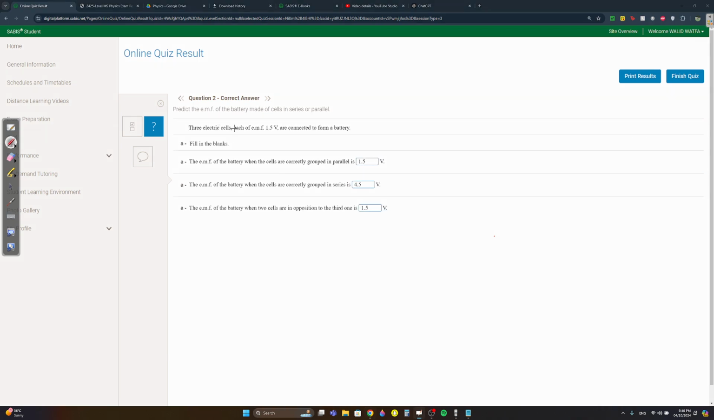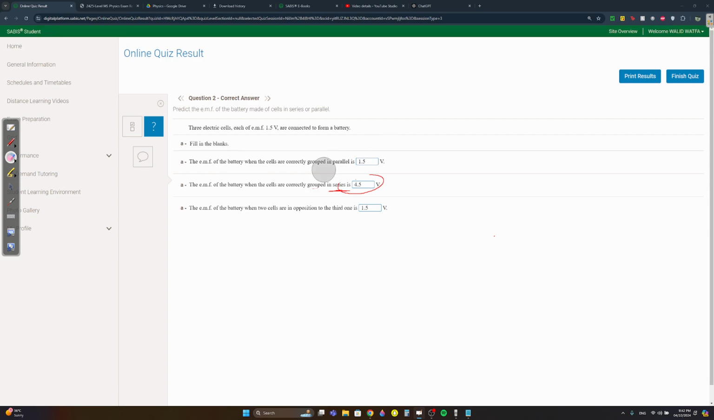Okay, here we have 3 electric cells, each one's 1.5. They want you to find the EMF. What happens when the cells are connected in parallel? In parallel, we know that the potential always stays the same, right? So 1.5, it will stay the same. But here in B, they're saying when they're grouped in series. يعني هيك. Hold up, let me draw, let me cook. 1, 2, 3. Okay, like this, right? This is gonna be 1.5, 1.5, 1.5. You're gonna get 4.5, right?